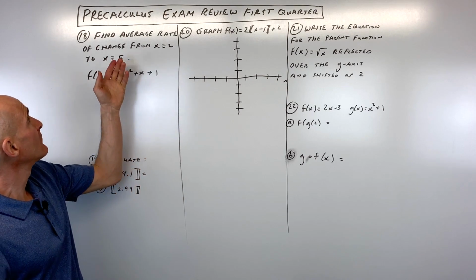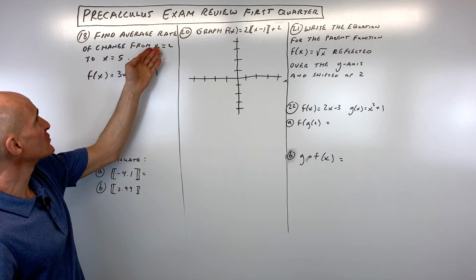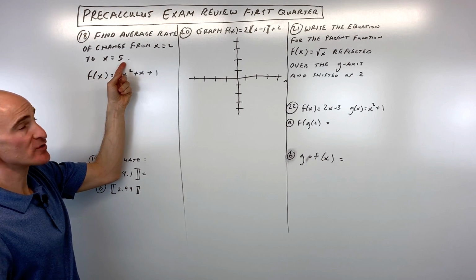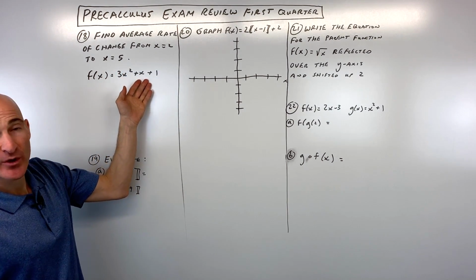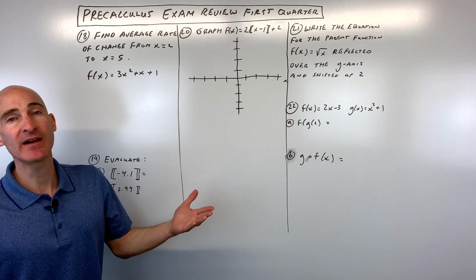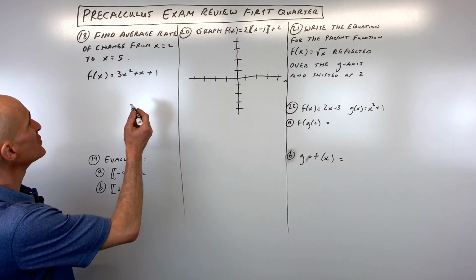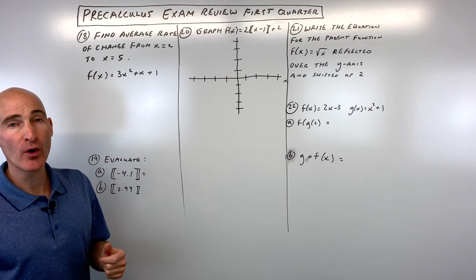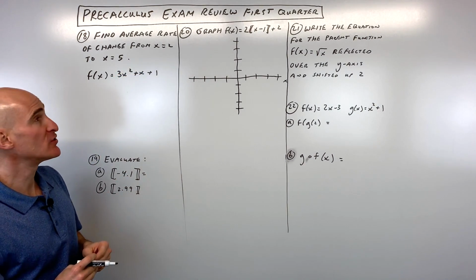Okay, number 18, it says find the average rate of change from x equals 2 to x equals 5 for this function right here. Now when they say average rate of change, what they're really telling us is they want us to find the slope. So the first thing we need to do is find the y coordinates of these 2 points so that we can then find the slope between the 2 points.